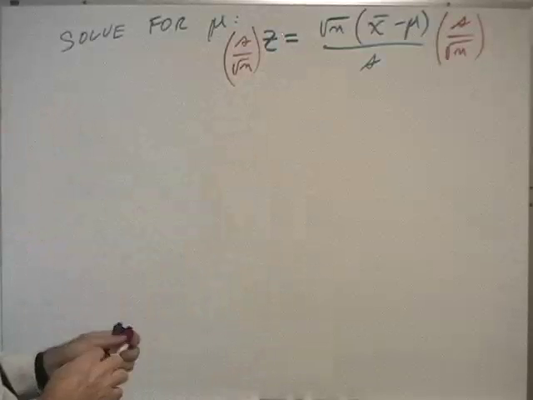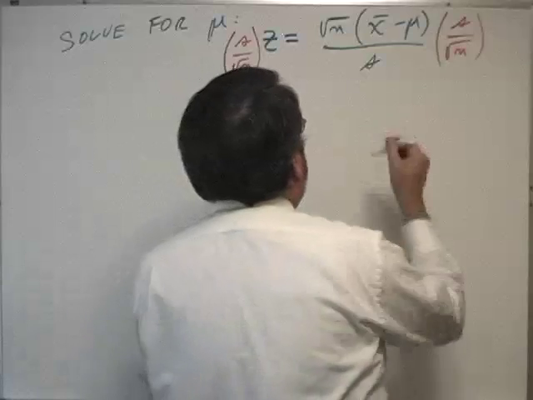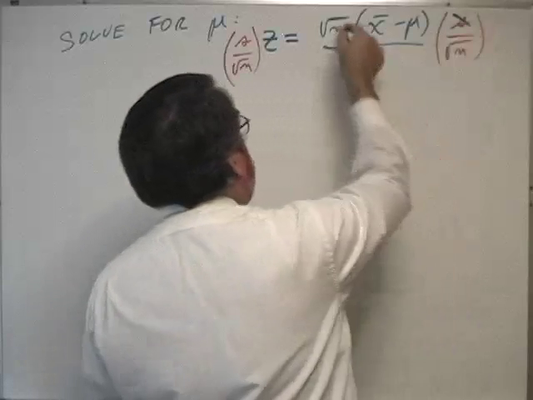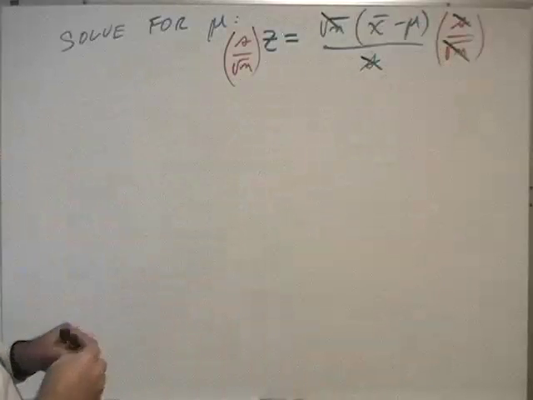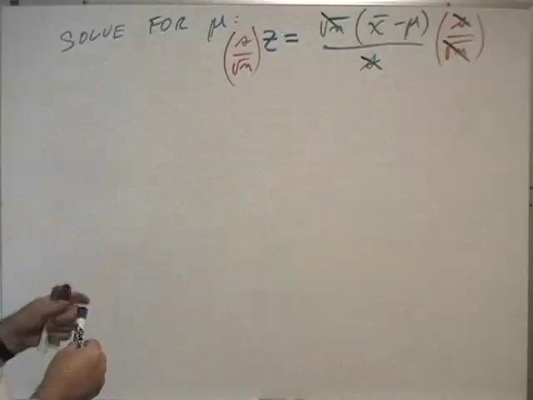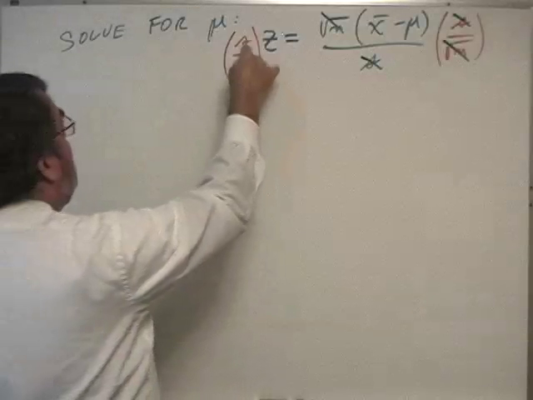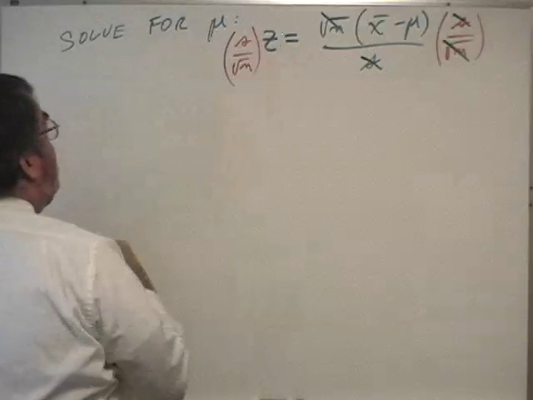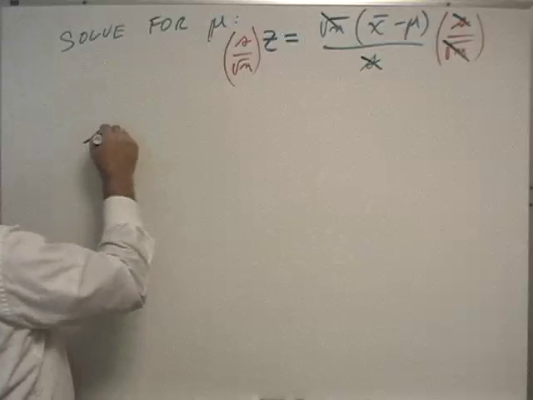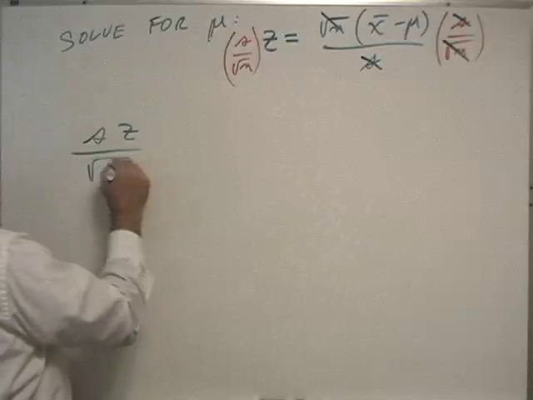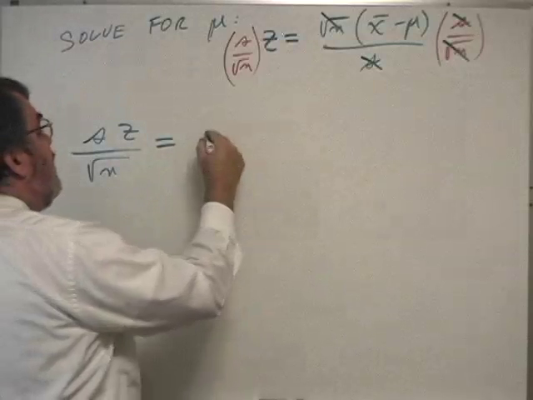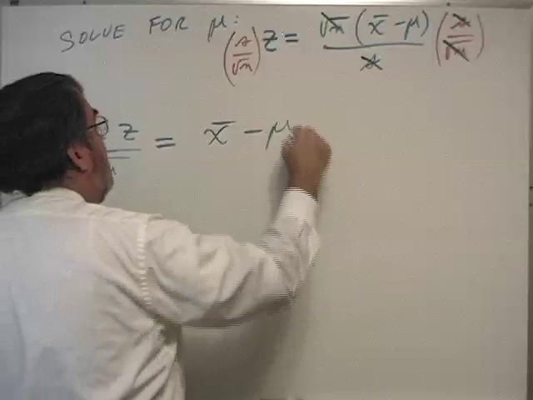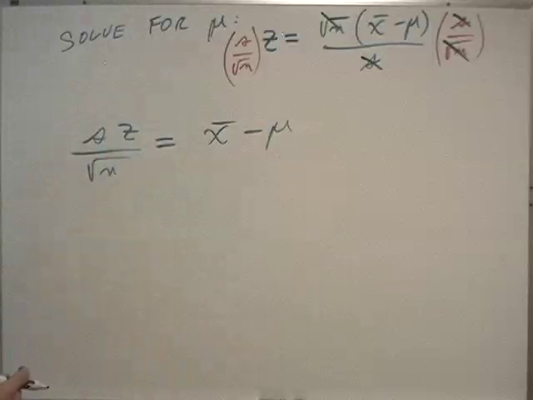And as you can see, the s cancels, and the square root of n cancels. Numerators cancel denominators. And so I have on the left side s times z over square root of n. So this is sz divided by square root of n equals, and what's left on the right side is x bar minus mu. Alright, so we're almost done solving for mu.